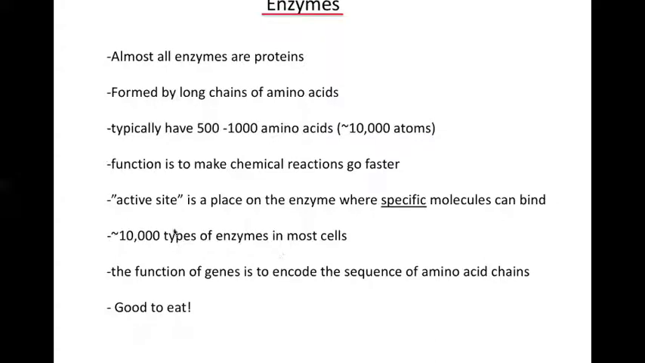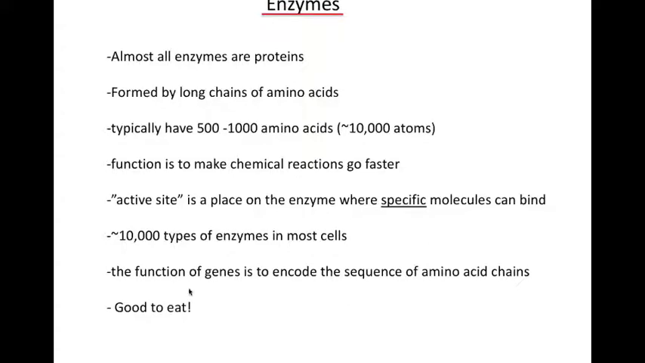We have in our bodies at least 10,000 different kinds of enzymes that catalyze 10,000 different reactions. Even the simplest organisms like fruit flies, Drosophila, and even some complex bacteria may have as many as 6,000 different kinds of enzymes. So the function of the genes is in fact to encode the sequence of amino acid chains. So genes have the information to code enzymes, direct the synthesis of enzymes.